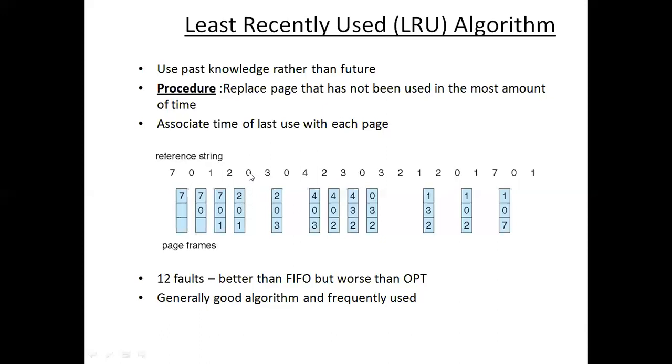Okay, 0 is coming. It's already there. Page 3 has to be brought into the physical memory, but it is not there. So now you look at the last 3 frames, 0, 2, and 1. Which was not used recently? 1. So you remove that and place 3. Okay, 0 is already there. Now page 4 is coming. Look at the previous 3, only previous 3, because only 3 frames are there.